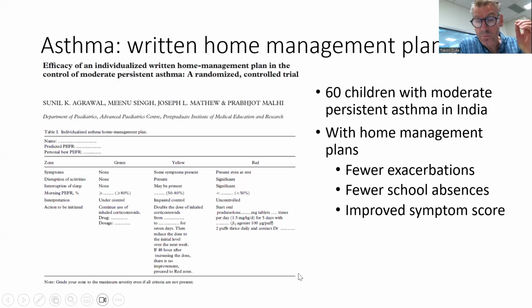There's some good data on the use of personalized management plans, and I won't go through this in much detail, but just like the personalized management plan I showed before, this is a study from India where there were 60 children with moderate persistent asthma, and they gave home management plans similar to what I showed you before, and they found that those children had fewer exacerbations of their asthma, fewer school absences, and an improved symptom score. So their asthma was better because they had a written personalized management plan.